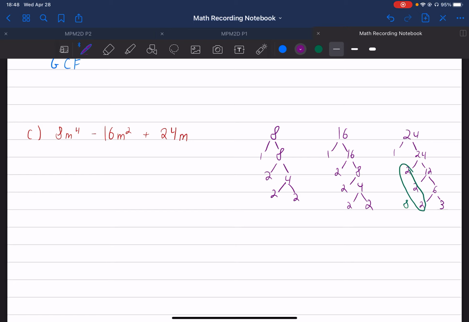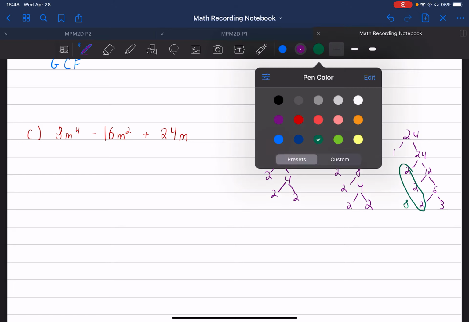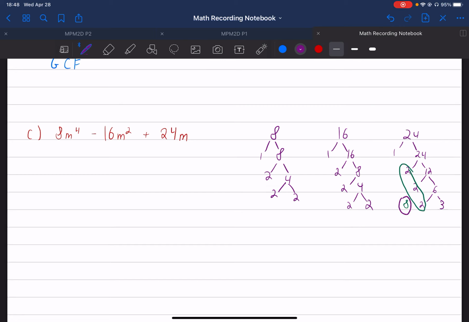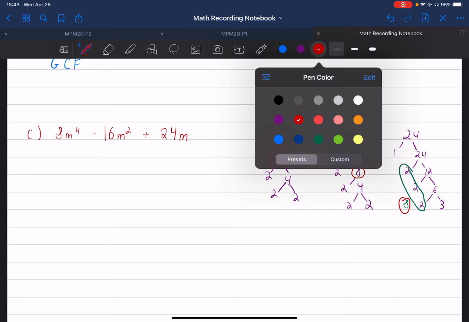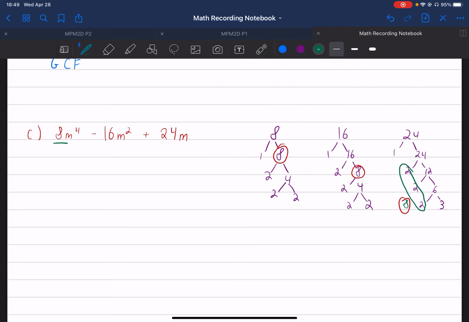So you can notice that all 3 of these have a common factor of 8, which means the greatest common factor for these constants in front is 8. So we can start off by getting these divided by 8. But that's not all we can pull out from these different terms.